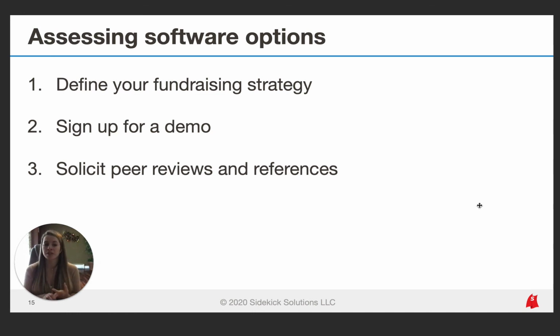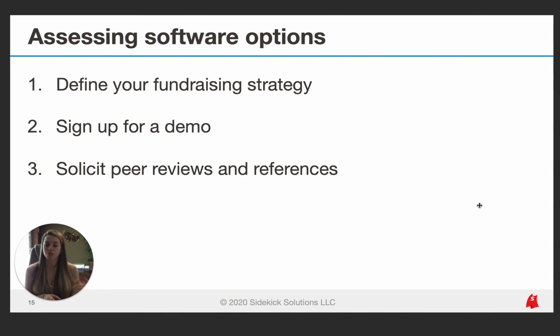And then step 3 is to solicit peer reviews and references. This really is often thought of as a no-brainer, but is a step that we often forget about, which is ask any software that you're considering for references. Talk to the individuals who actually use the system day in and day out. What do they like about the system? What do they wish the system had that it doesn't? What do they wish they would have known when they first signed up for the system? So very important, keep that in mind.